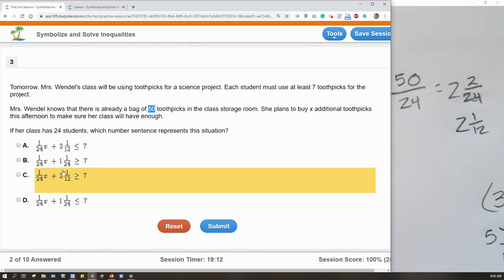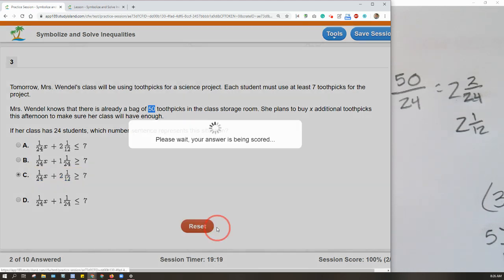So each kid is going to get that much, and then you have the 1/24th of the ones she buys. Those combined have to be greater than or equal to 7 because each kid needs 7.